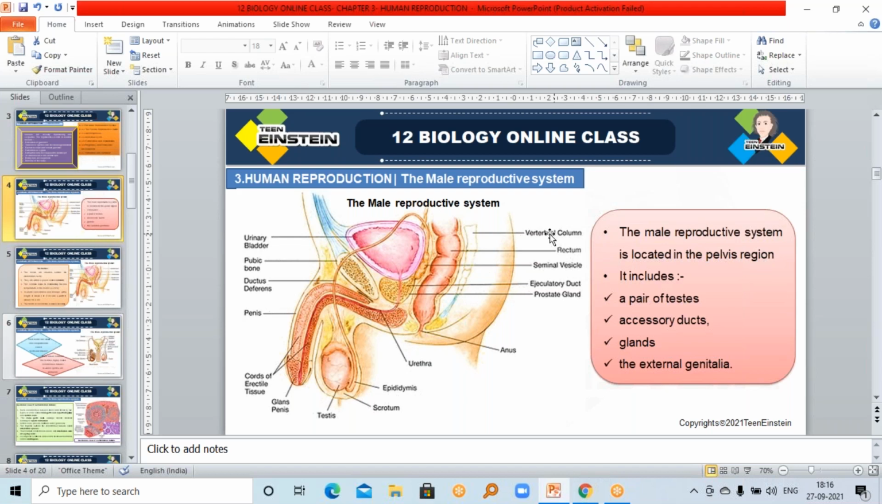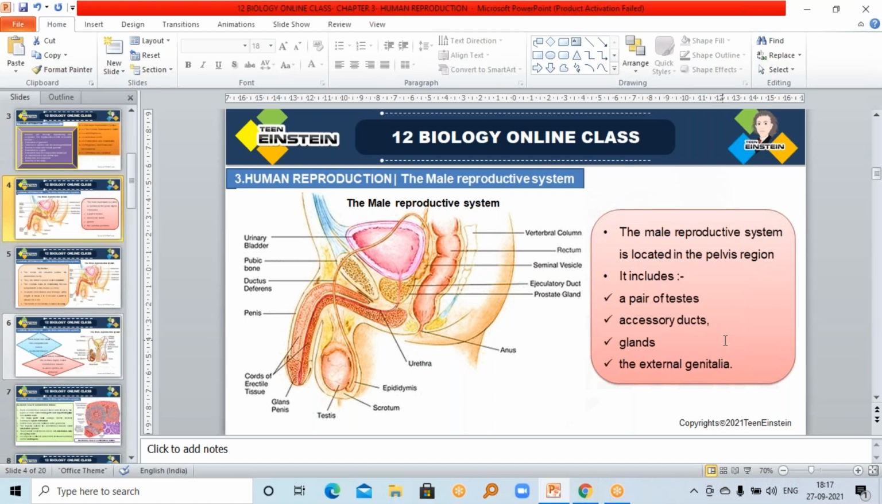This is the diagrammatic representation of the male reproductive system. The male reproductive system is located in the pelvis region. That includes a pair of testes. You can see here a pair of testes, and accessory ducts will be there. Then glands, then external genitalia.